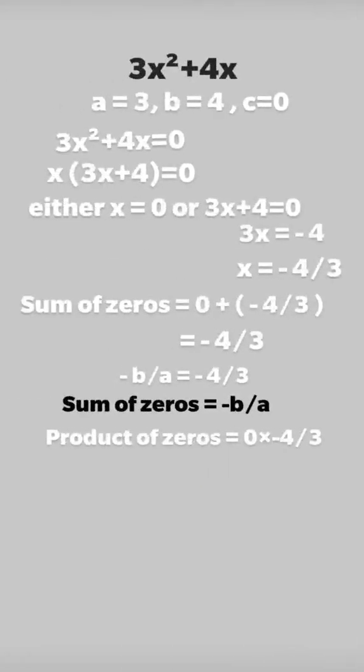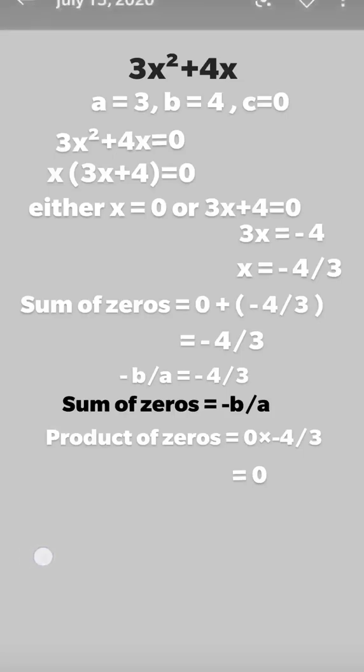Now let us find product of zeros. Zeros are 0 and -4/3. So product of zeros, 0 multiplied by -4/3. Any number multiplied by 0 gives us 0. Therefore here 0 multiplied by -4/3 is equal to 0.